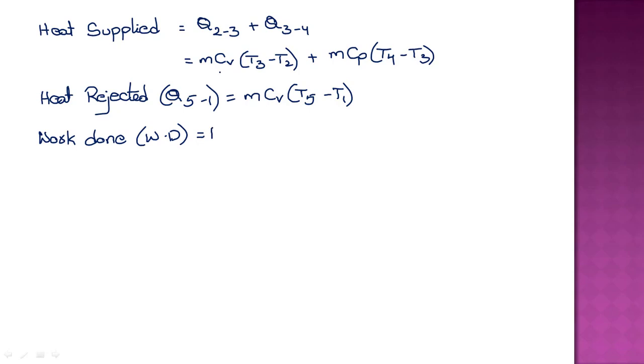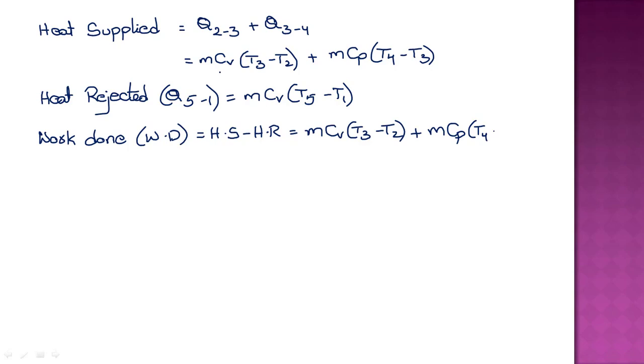We can write this as mCV (T3 minus T2) plus mCP (T4 minus T3) minus mCV (T5 minus T1). Then coming to thermal efficiency.